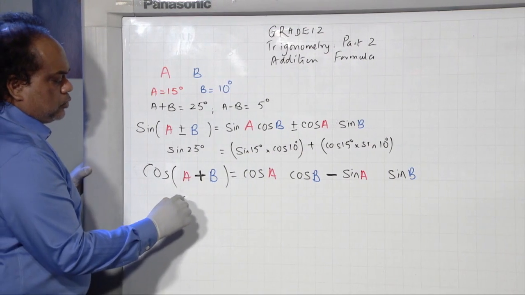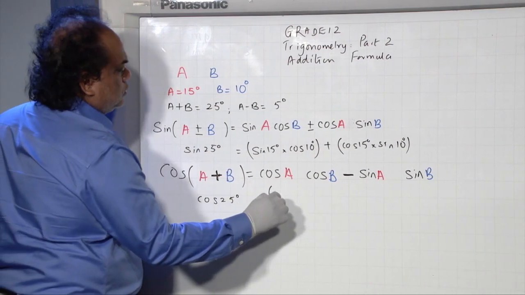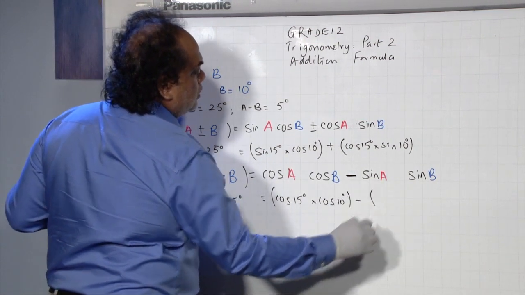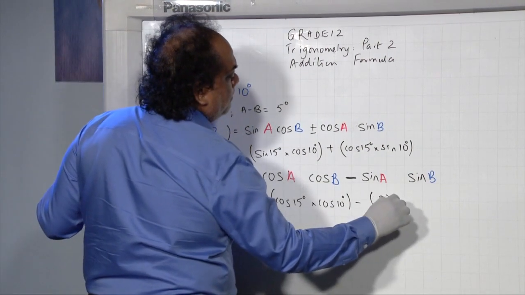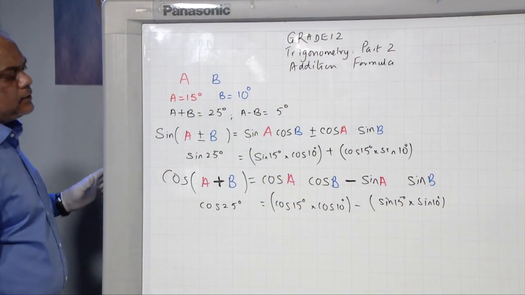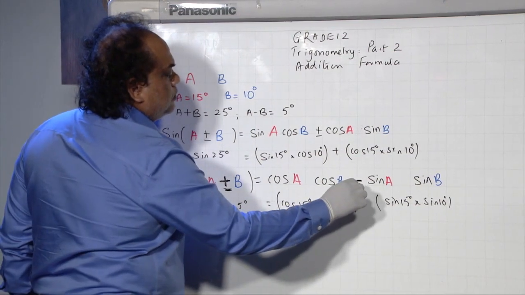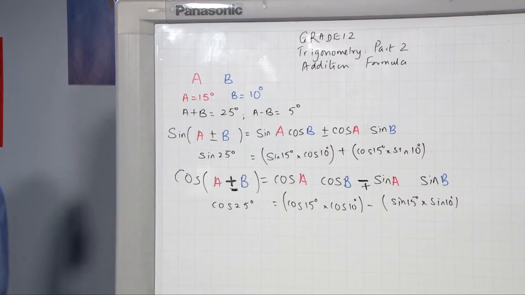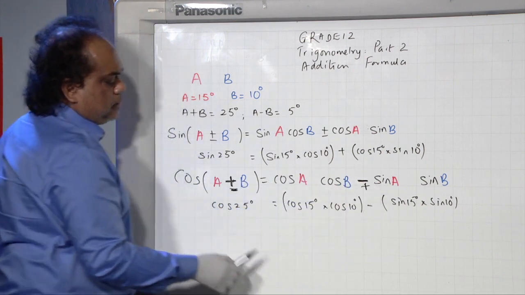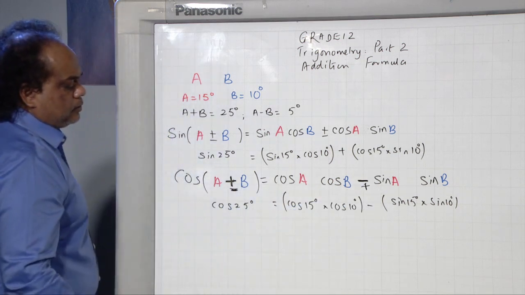So if you try it at home, you can try calculating cos 25. It will be the same as cos of 15 times cos of 10 minus sine 15 sine 10. The sign is reversed. So if I had minus, then this would become plus. So cos of A plus B is cos A cos B minus sin A sin B. But cos of A minus B is cos A cos B plus sin A sin B.